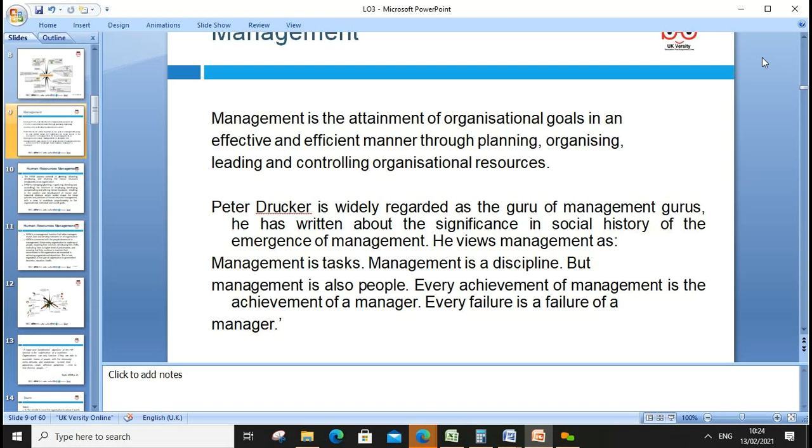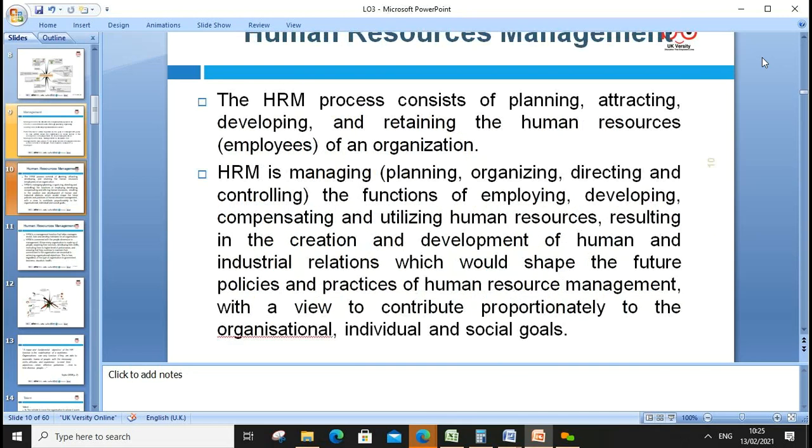According to one great scholar, Peter Drucker, the guru of management, management is a task, management is a discipline, management is also people. Every achievement of management is an achievement of the manager. So every failure is a failure of the manager. So that's what we need to.